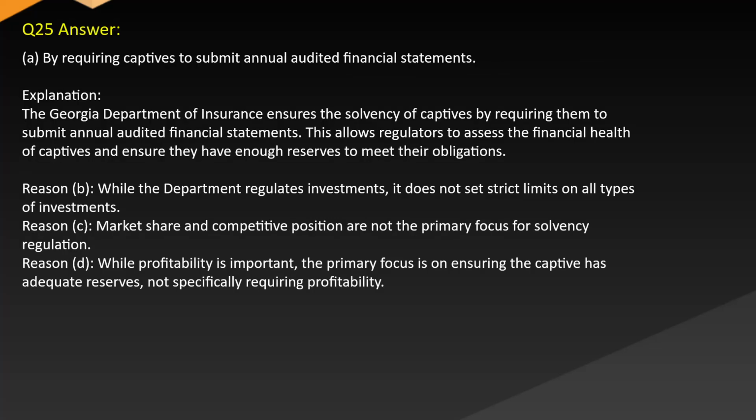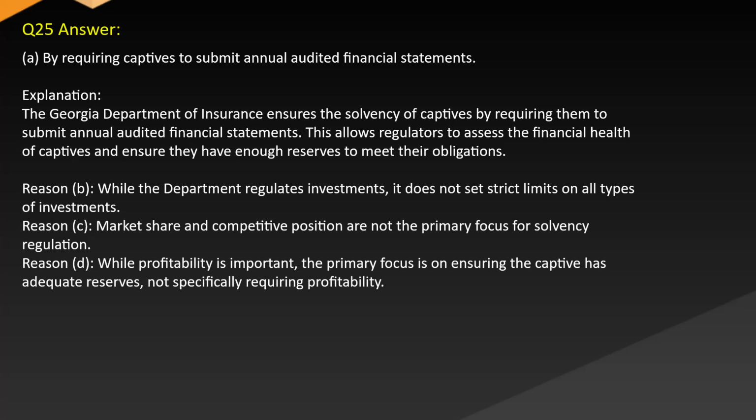Answer: A. By requiring captives to submit annual audited financial statements. Explanation: The Georgia Department of Insurance ensures the solvency of captives by requiring them to submit annual audited financial statements. This allows regulators to assess the financial health of captives and ensure they have enough reserves to meet their obligations.